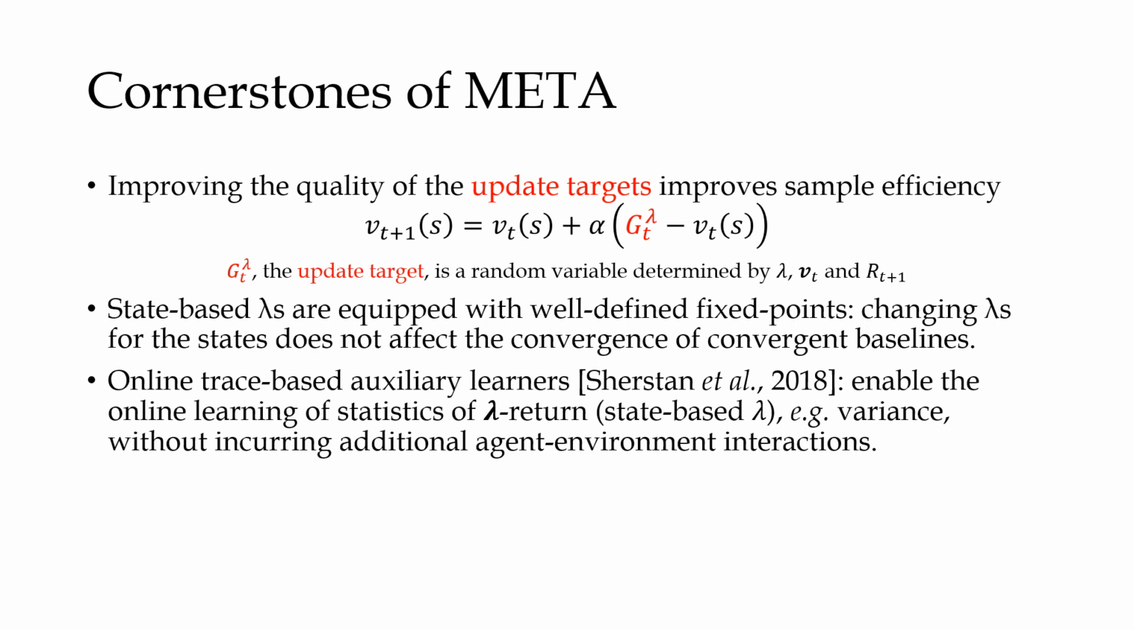We know that TD lambda with state-based lambdas has very well-defined fixed points. This means our adaptation, if successfully discovered, will not affect the convergence of the convergent baselines themselves. The adaptation of lambda, as we show in proposition 1, requires auxiliary information, which can be estimated using the trace-based auxiliary workers in the online setting, and many other types of methods in the offline setting.